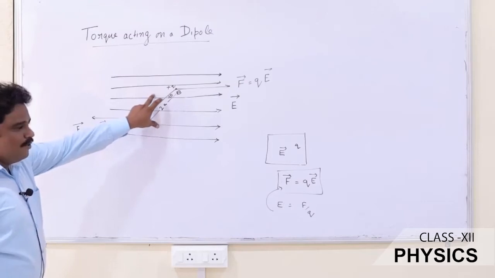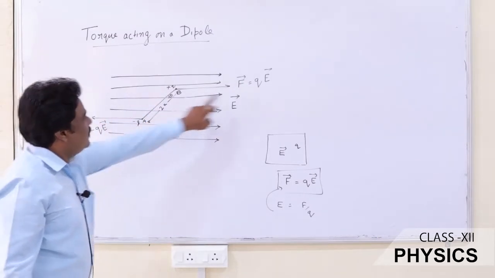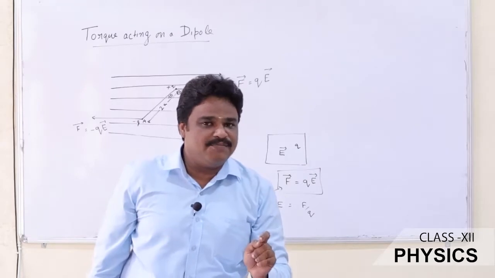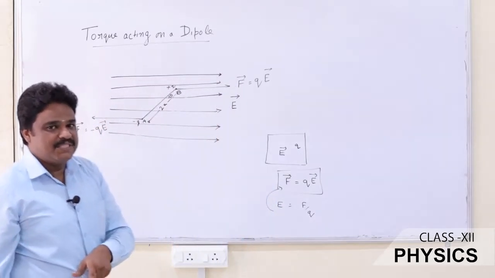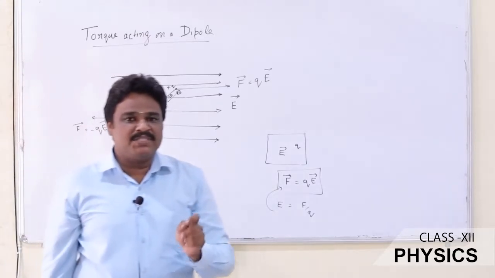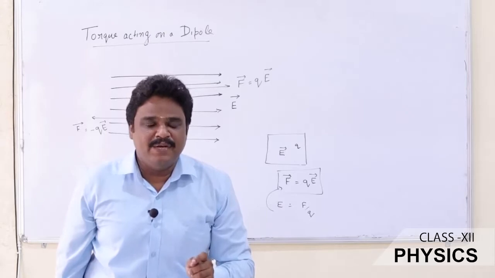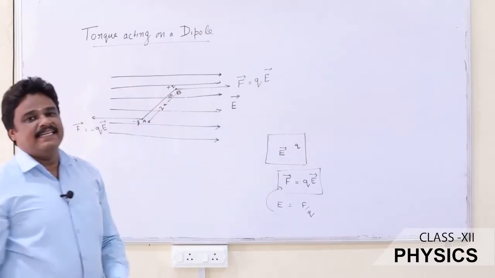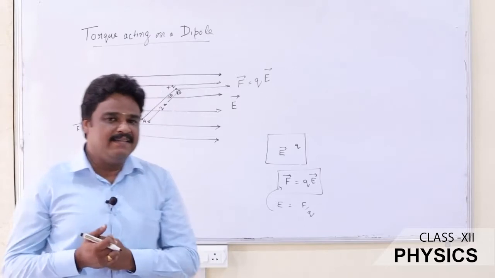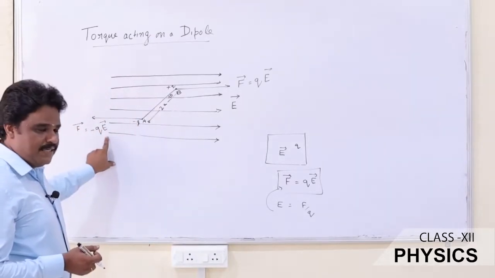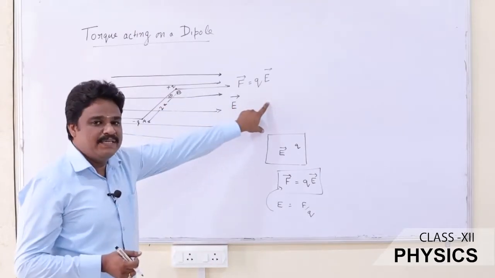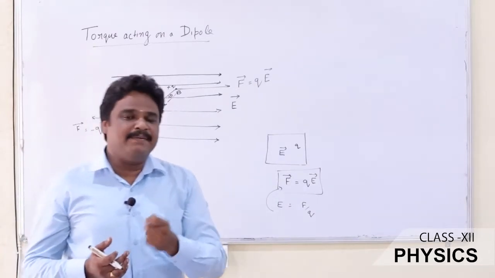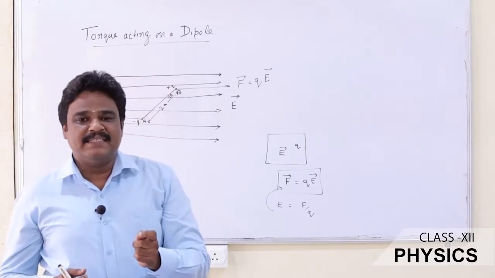Now the dipole is under the action of two equal, unlike and parallel forces. If two unlike parallel forces act, what happens to the dipole? The dipole experiences a torque. This means the dipole starts rotating in the electric field. Once again, the force on minus Q at A is minus QE, and the force on plus Q at B is plus QE. The dipole is under the action of two equal, unlike and parallel forces, and ultimately the dipole experiences a torque.